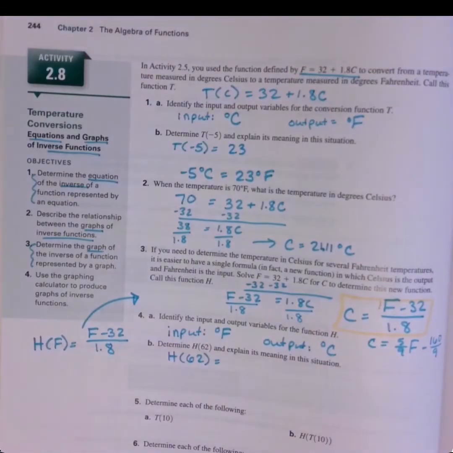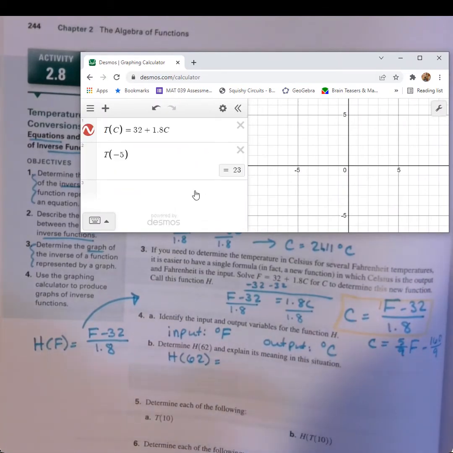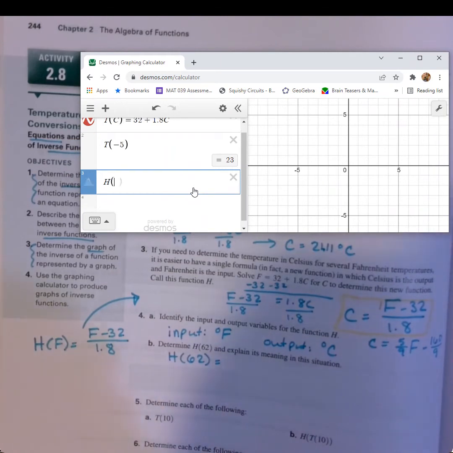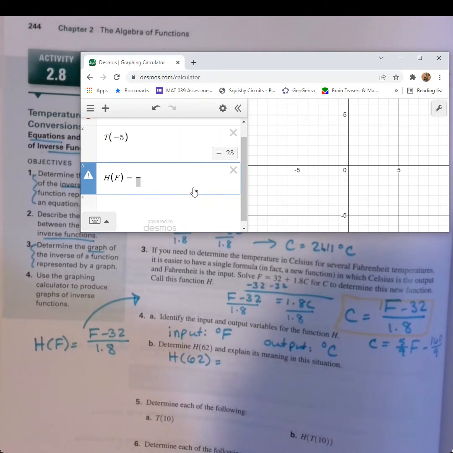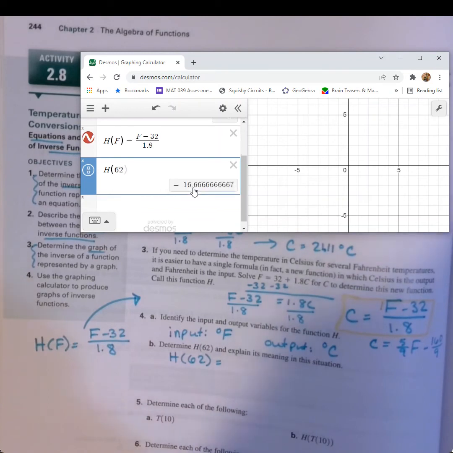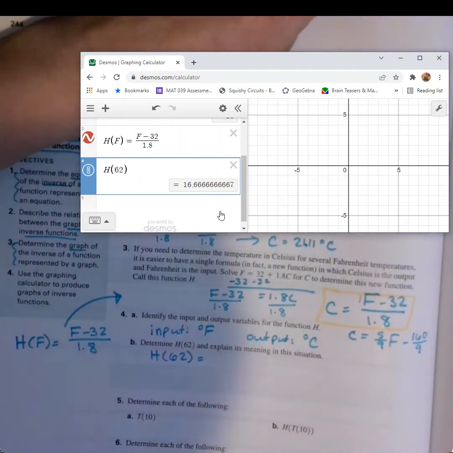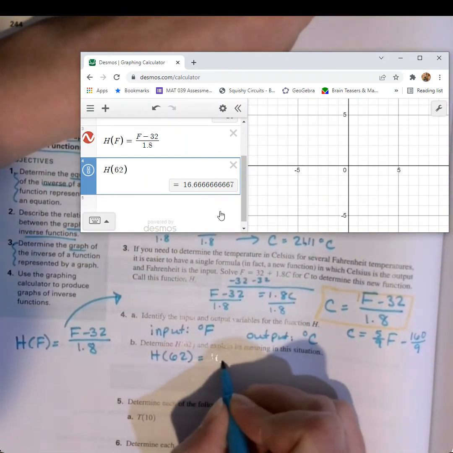All right, so I'm going to go ahead, clean this thing up a little bit, and enter my h function. h of f equals the fraction f minus 32 divided by 1.8, and then I can evaluate h of 62. And since it's temperature, it's going to make more sense for me to express that as 16.66 or 16.67 degrees rather than making this into a fraction.